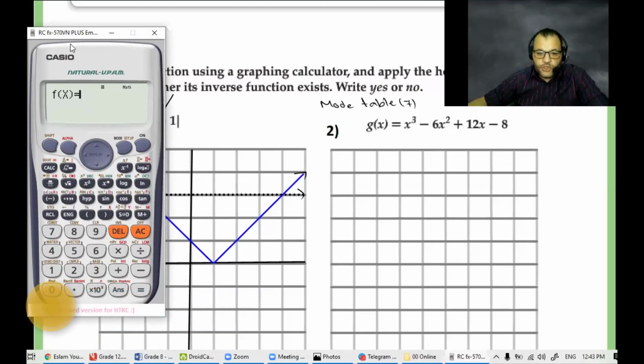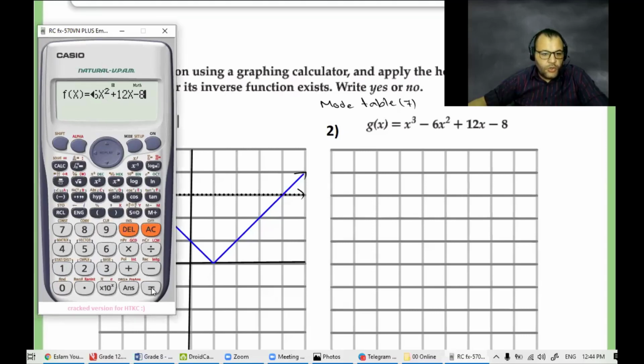So we use mode table, mode 7. Then to write the function: alpha, closed bracket, x to the power 3, then minus 6 x to the power 2 plus 12 x minus 8. Any problem now for writing? No. Okay, then press equal.